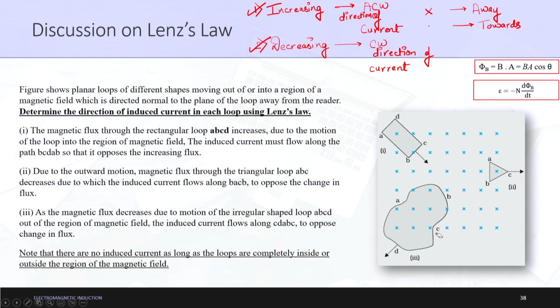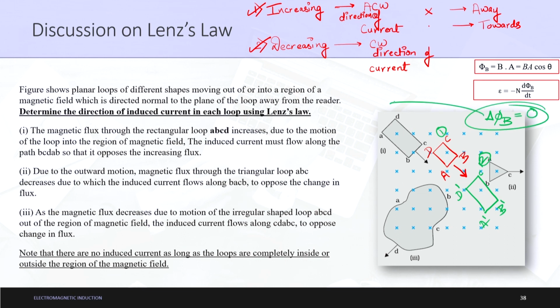So, to conclude, note that there is no induced current as long as the loops are completely inside or outside the region of the magnetic field. What does this say? I will explain it with an example. Let us suppose this is a rectangle with corners capital A, capital B, capital C and capital D. If I move it in this direction and this is its new position, A dash, B dash, C dash and D dash, then moving from position 1 to position 2, the change in magnetic flux was 0.